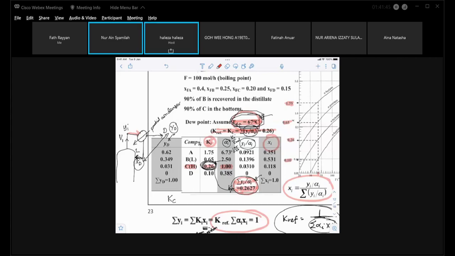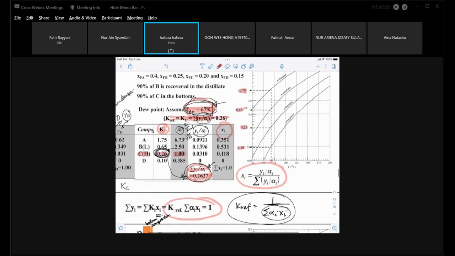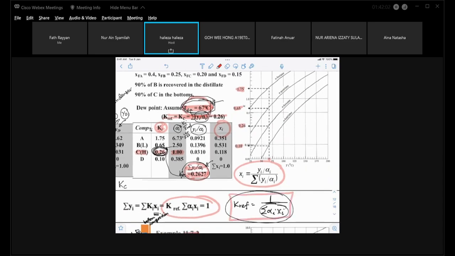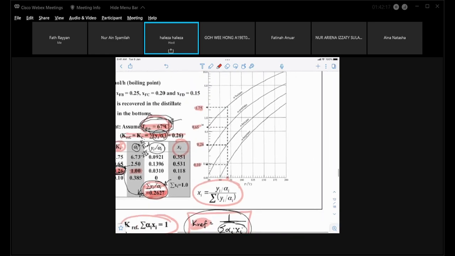Oh, so if the value is far off, that means my assumed TDP is wrong. Yes, if it's no way close, your K reference, which you calculate based on this equation, is no way close to the K that you got earlier. That means you use that calculated value for your new K reference. From that K reference, you get it from the graph. For example, I got this; now after I calculated it, I got that. Now I go to my C component and I will get my new temperature.